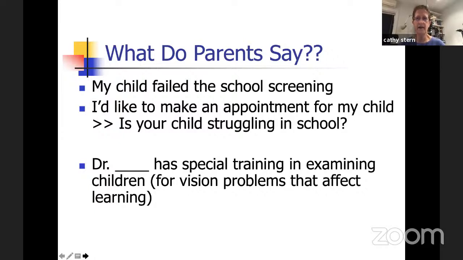I think now that there's more awareness of concussion, and starting to be more awareness of myopia control, that maybe parents will even let us know that that's something they're interested in, and they'll call us.